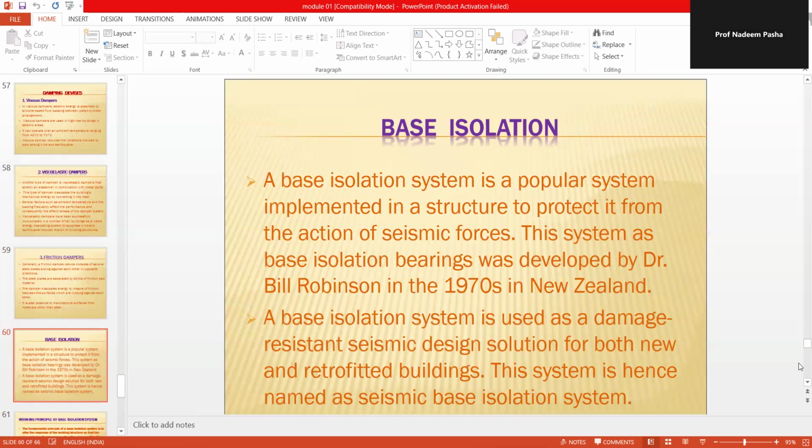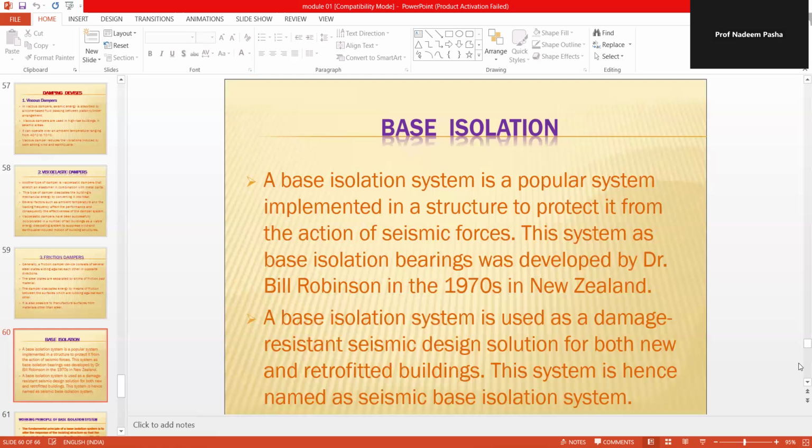Now, base isolation. What exactly is base isolation? We need to understand. A base isolation system is a popular system implemented in a structure to protect it from the action of seismic forces, or in other words, earthquake. So the base isolation system is very important for buildings which are present in zones 4 and 5, where the chances of earthquake are more.